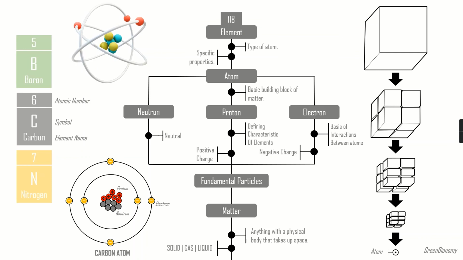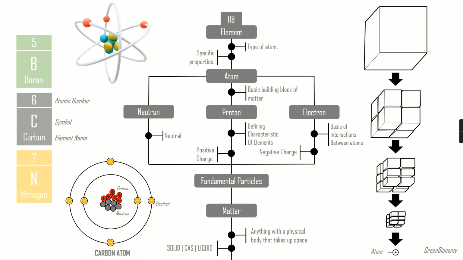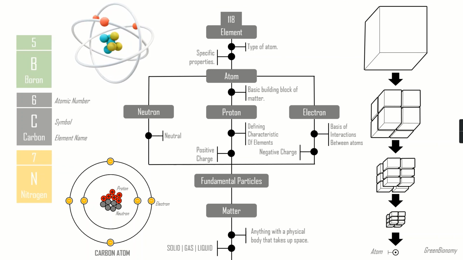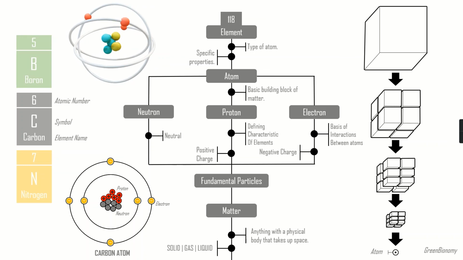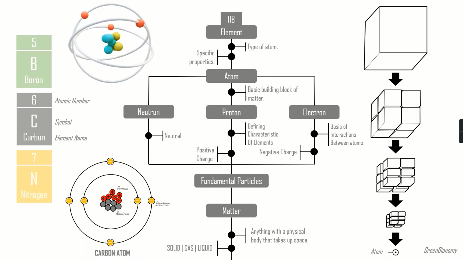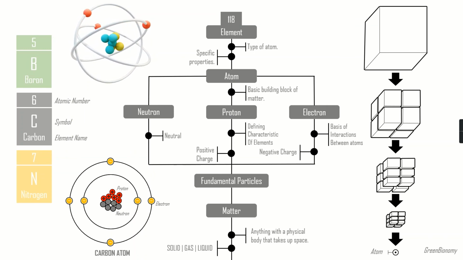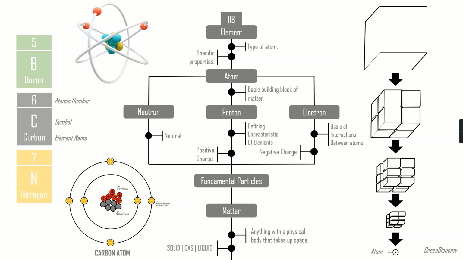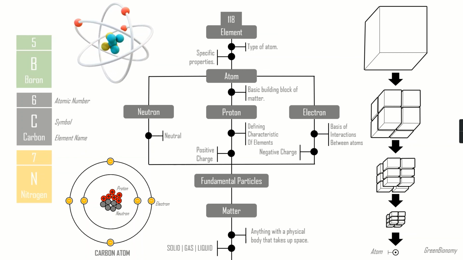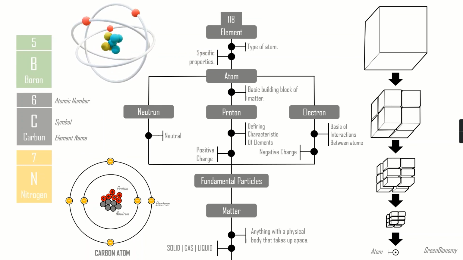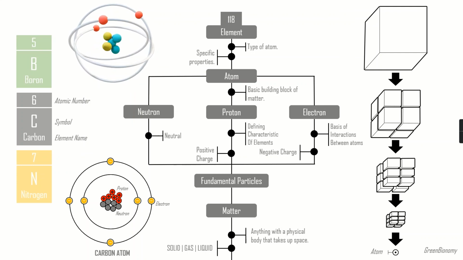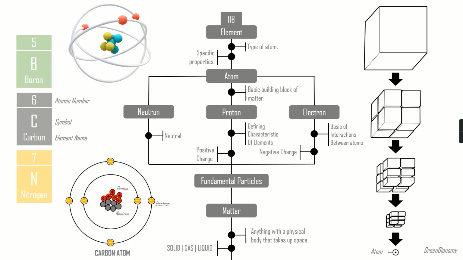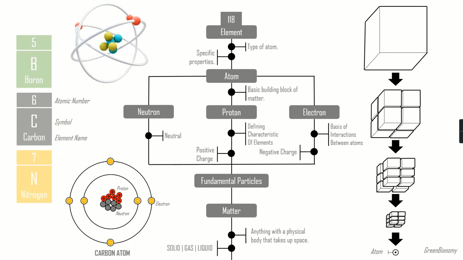So as a summary, let's go through it one more time. We start with matter. Matter is basically anything with a physical body that takes up space, and the basic building block of matter is the atom. Now, there are different types of atoms, and the difference between the types is based on the specific properties of the atom. They are classified in elements, and there are 118 elements around. Now, atoms behave in different ways because inside the atoms you have fundamental particles, which are neutrons, protons, and electrons, and based on their quantities in the atom, the properties will change, and the most crucial one is the protons because it's the defining characteristic of the elements. If you change the number of protons, you change the element, but if you change the number of neutrons or electrons, you just create a variation of the same element.